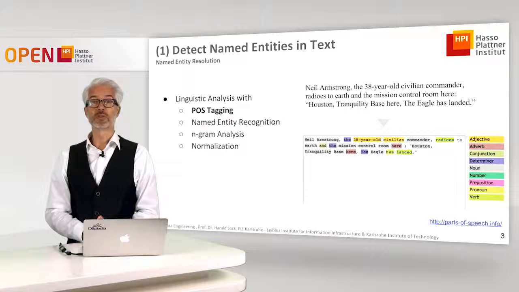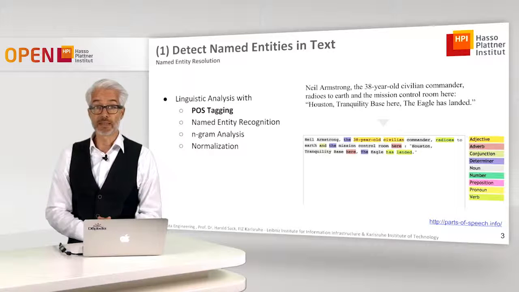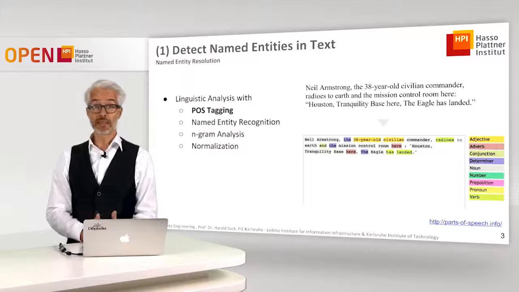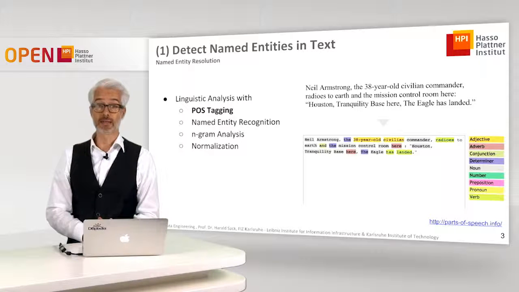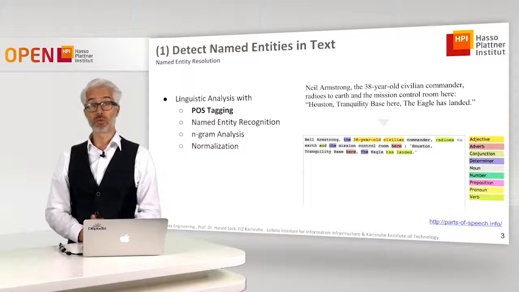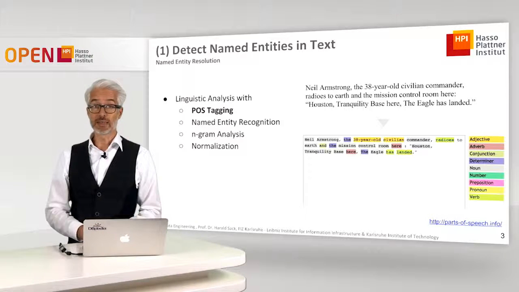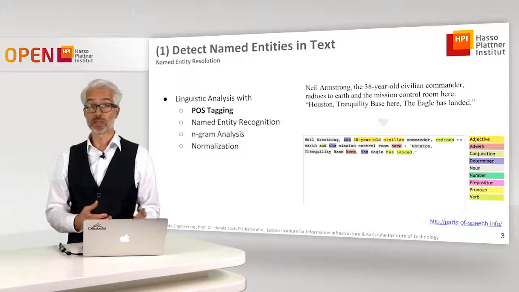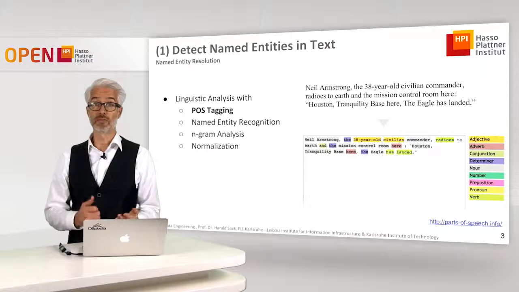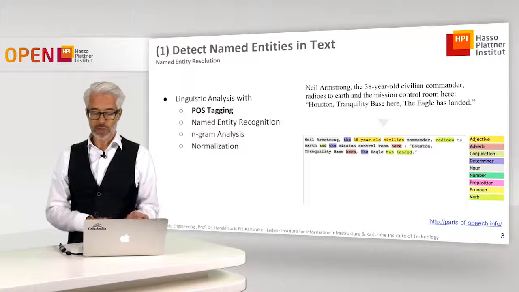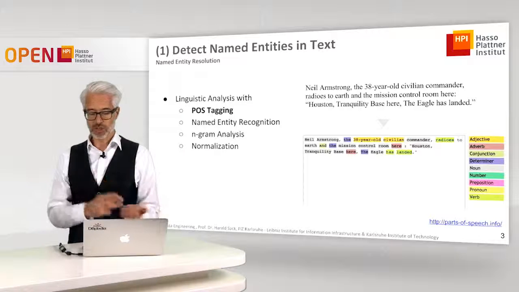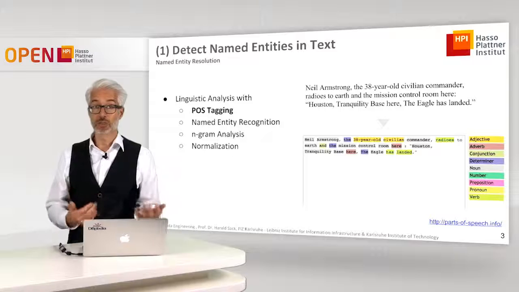First of all, we want to detect all the named entities in the text. Therefore, you have to do a linguistic analysis with so-called NLP techniques, natural language processing techniques. The first thing you do usually with natural language is part of speech tagging, which means you try to identify what part of speech a specific character string in your sentence is. Is it a verb? Is it a noun? Is it a preposition?